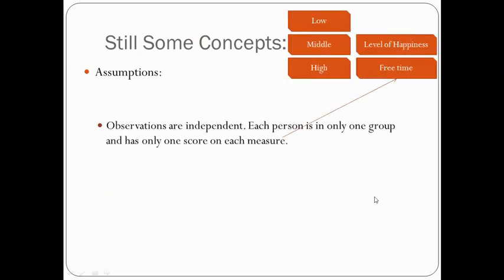The first assumption is this: observations have to be independent. Each person is in only one group and has only one score on each measure. Let me go to what we mean by observations. Observations in research refer to the data, for example, data on the level of happiness, data on free time provided by each respondent in your study.